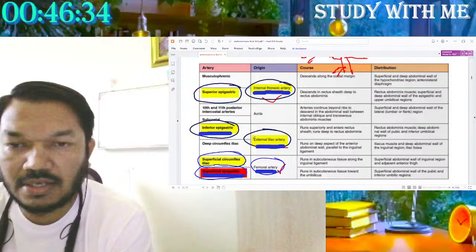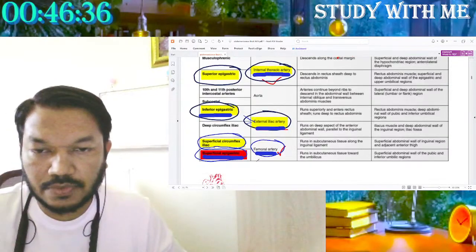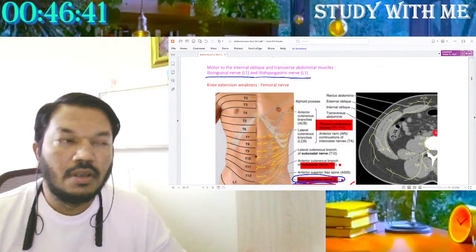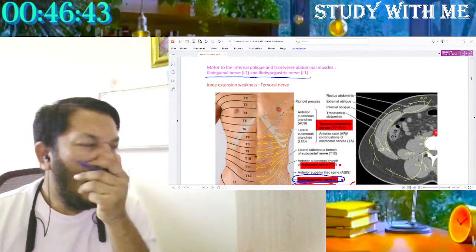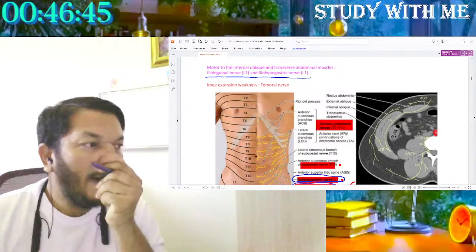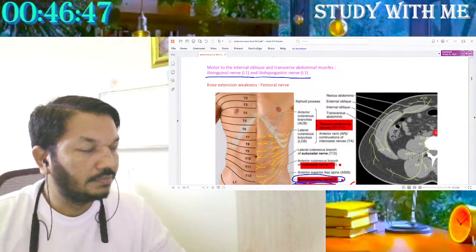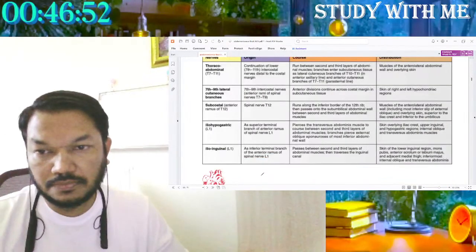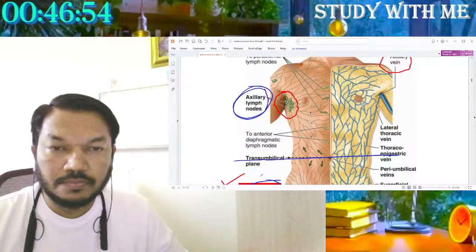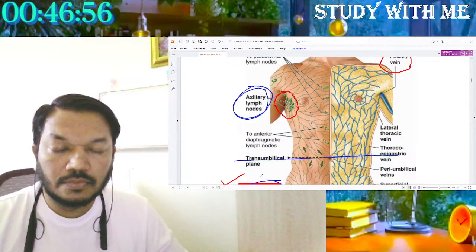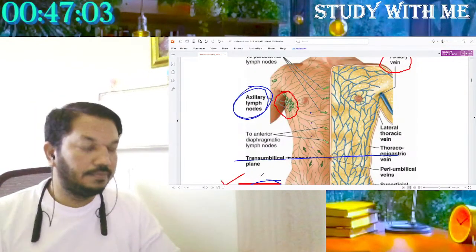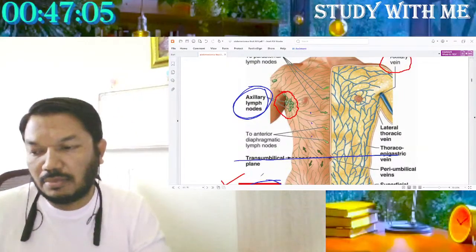Inferior epigastric comes from external iliac artery. External artery, yes. External iliac takes the name of femoral artery when it crosses the inguinal ligament.